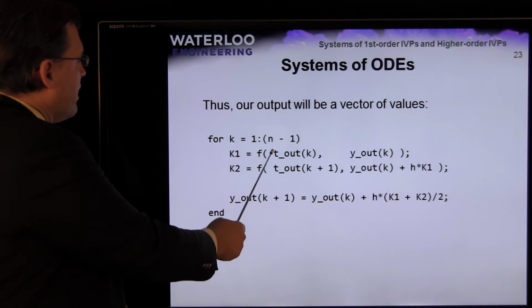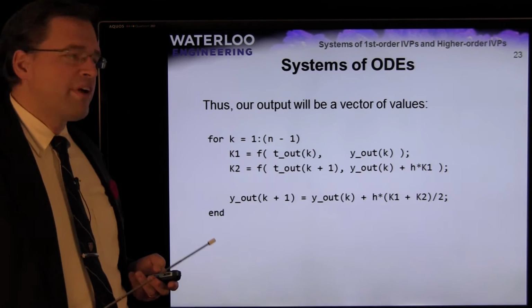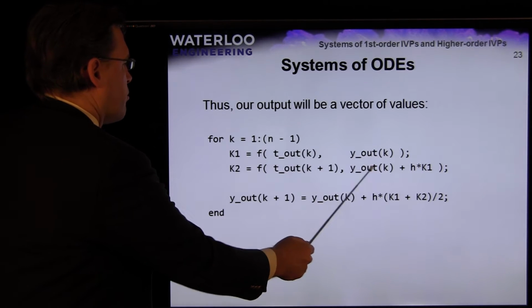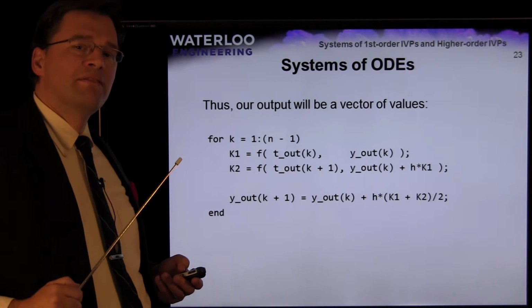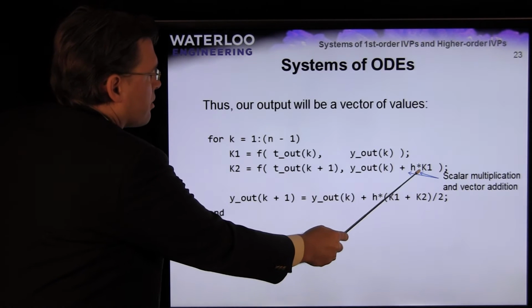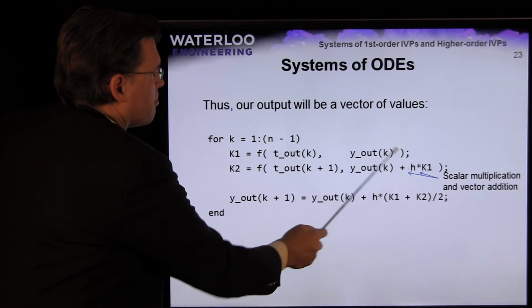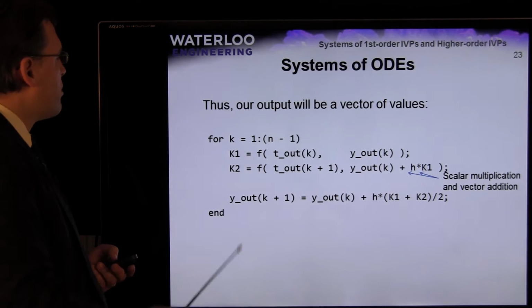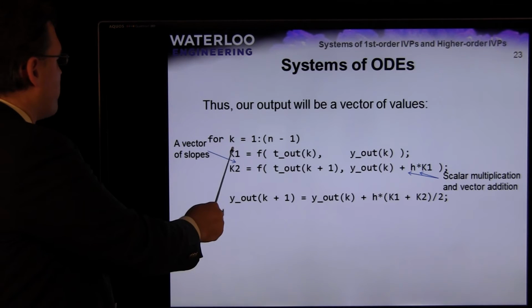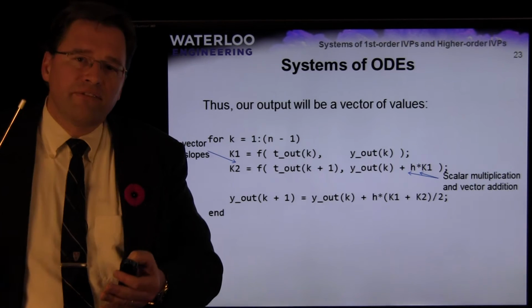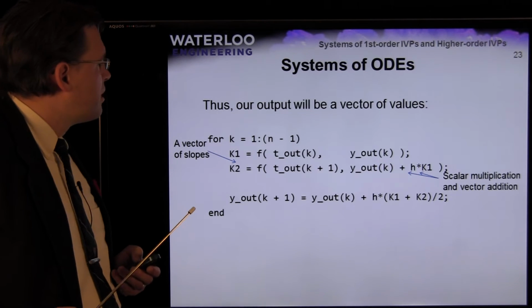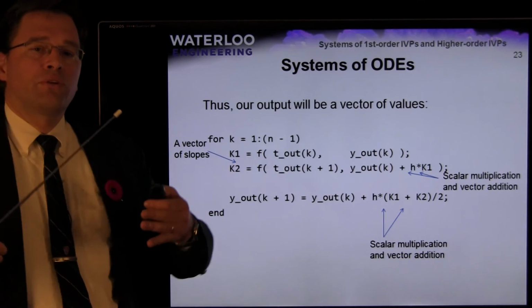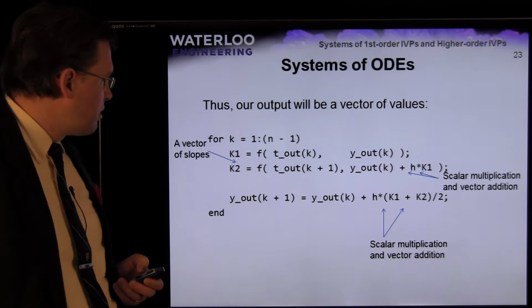Now, if f is returning a vector of 2 values, well, here we have a vector, y will be 2 values because the output will be 2 separate values. Here we have scalar multiplication, vector addition. We've calculated 2 vectors, so both of these are vectors containing the slopes. Here I'm adding 2 vectors and then multiplying them by h over 2. So we have vector addition plus scalar multiplication.